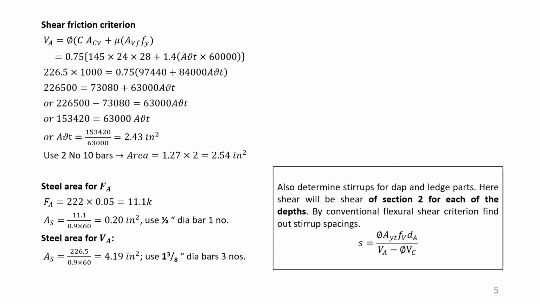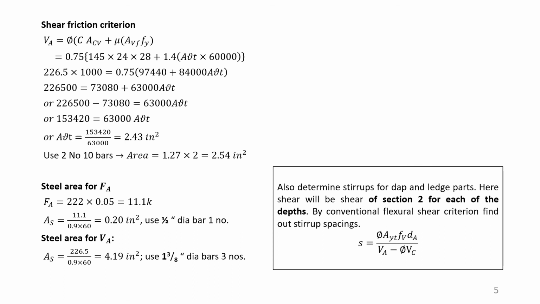Steel area for FA. We have calculated the FA value on the previous page, and here also we are showing that FA is equal to 222 into 0.05. 222 is the bearing reaction force, and 0.05 is the factor, and this is 11.1 kip. For this 11.1 kip we directly divide by the allowable stress, and the phi factor used here is 0.9, and the value is 0.2 inches square. Use half inch dia, 1 number for this force.